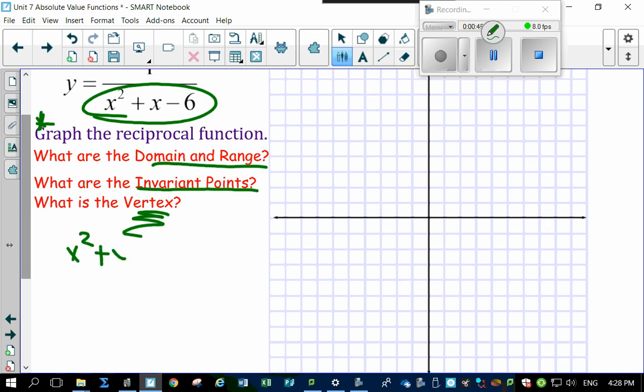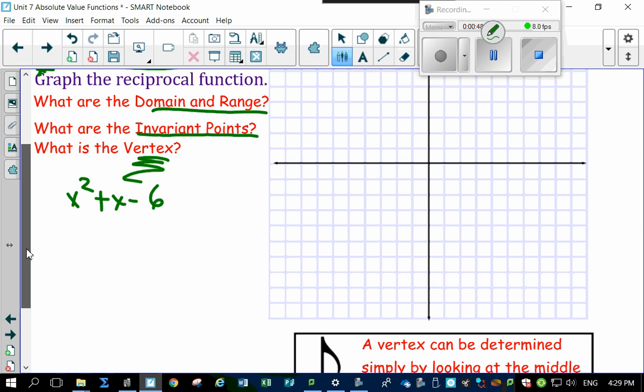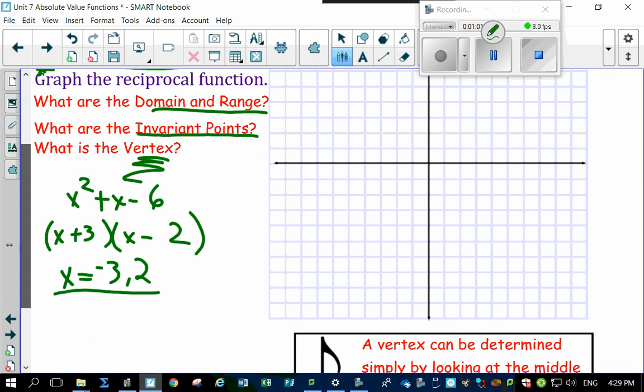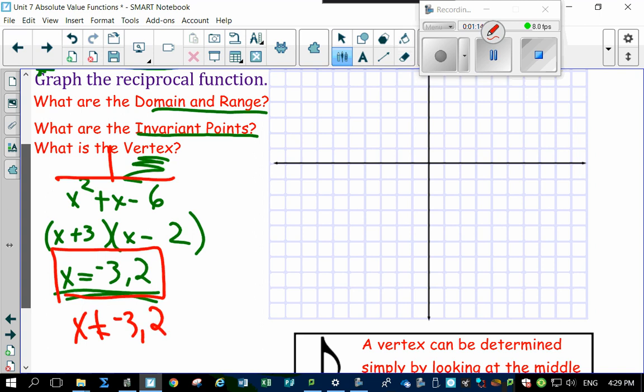Now, let's start. First things first, always start with the original. This is x squared plus x minus 6. PSA: you should be able to factor this quite quickly now. This is going to be (x plus 3)(x minus 2). You know that this means x can equal minus 3 and 2. But the cool thing is, since this is now 1 over, these actually become non-permissible values. Look at that. Minus 3 and 2. They were critical points, and they become non-permissible values the second you put it as 1 over, as a reciprocal function.